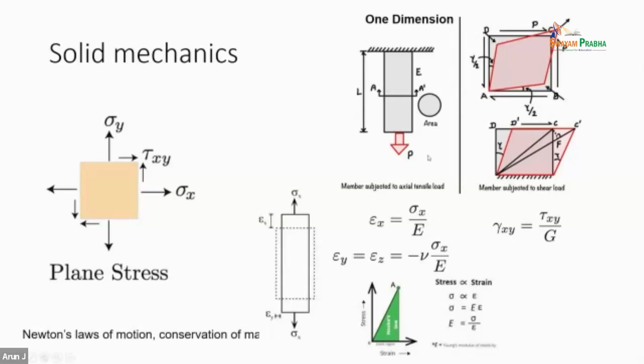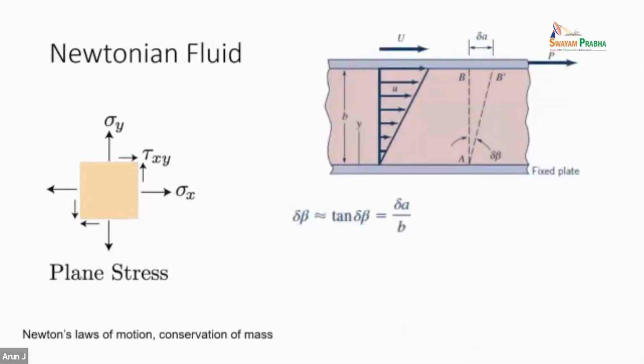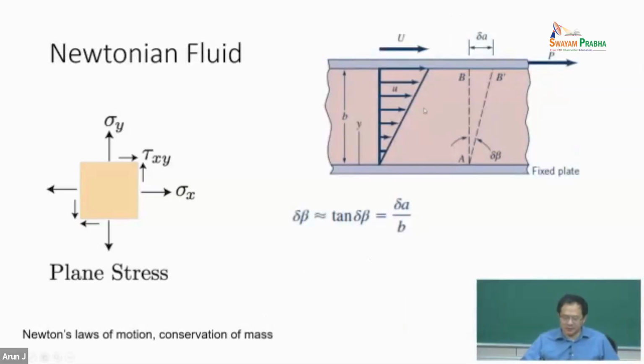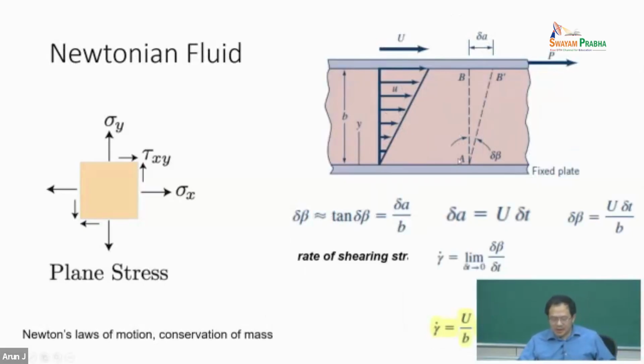Now fluid is another way. If you have a plate moving at velocity u, and the other plate is fixed, then this is shearing, and this is the angle change. This is beta. At a small angle, beta will be the distance delta A divided by the thickness of the fluid B.